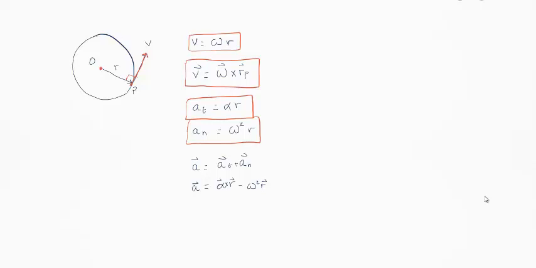And so both these equations, this and this, they came from these two. So vector A is equal to AT plus AN, and A is alpha cross product with R minus omega squared times R. Now notice omega squared is actually a value, not a vector. R is a vector.